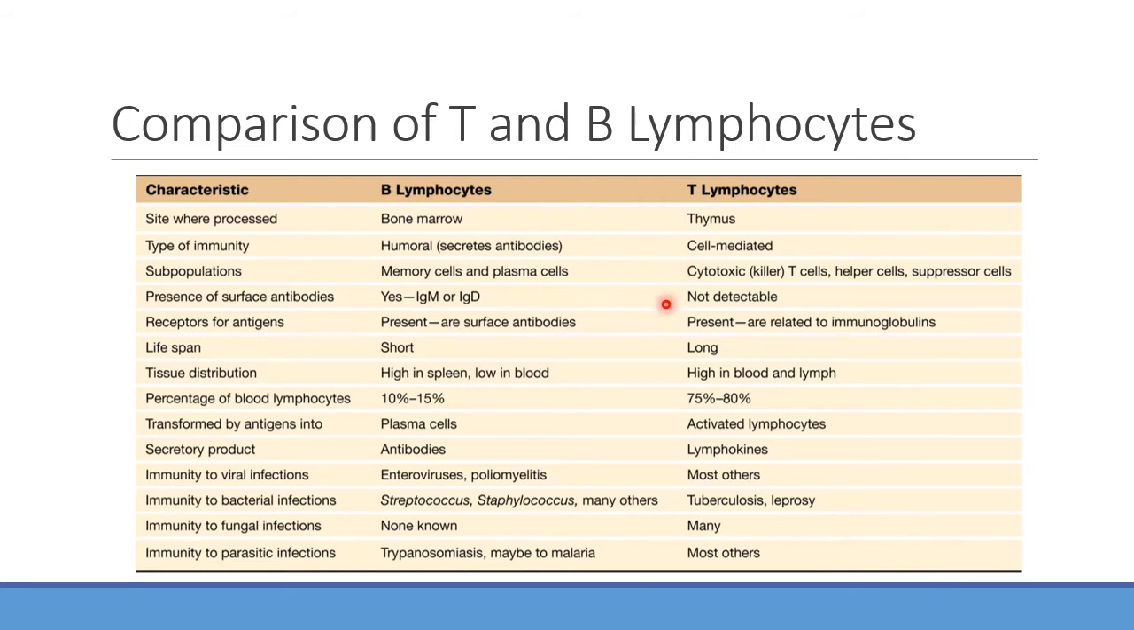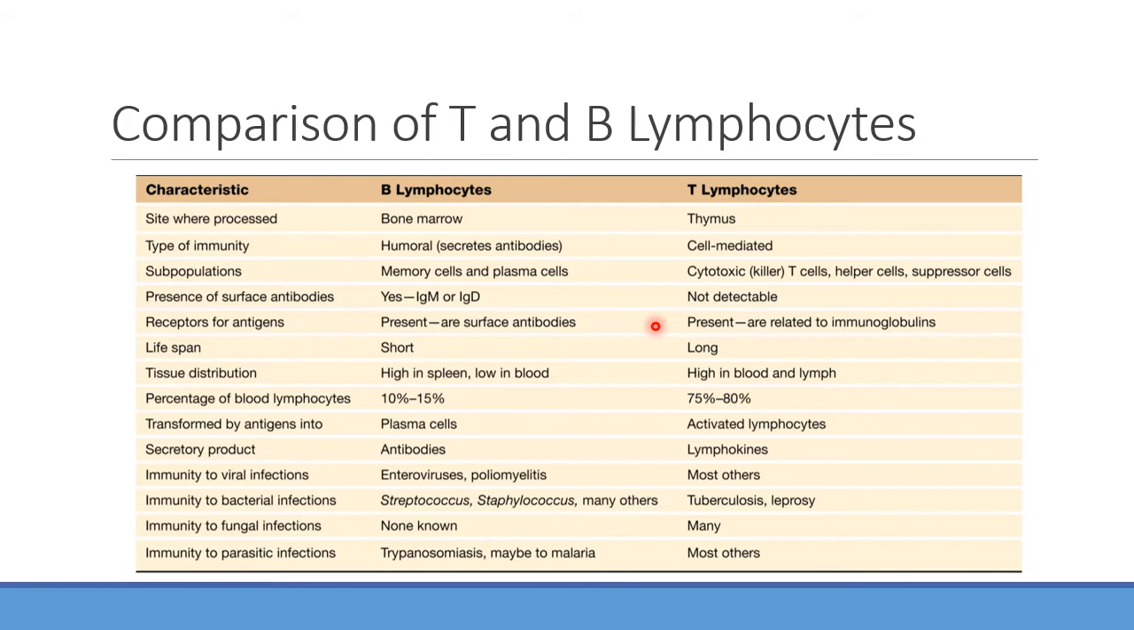Look at the presence of surface antibodies. We're going to see these are very important because this is what will help trigger the B lymphocytes, especially those memory cells, to release a bunch of new antibodies. We'll also find that they have specific receptors for antigens. In the case of the B lymphocytes, these are actually the antibodies themselves on the surface there. That's what's interacting with the antigens.